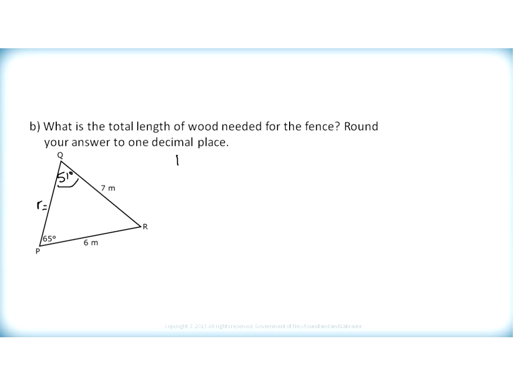So angle r is equal to 180 degrees. I should write that down. R equals 180 degrees minus 65 degrees minus 51 degrees. So I type that into my calculator. And it tells me that angle r is equal to 64 degrees.